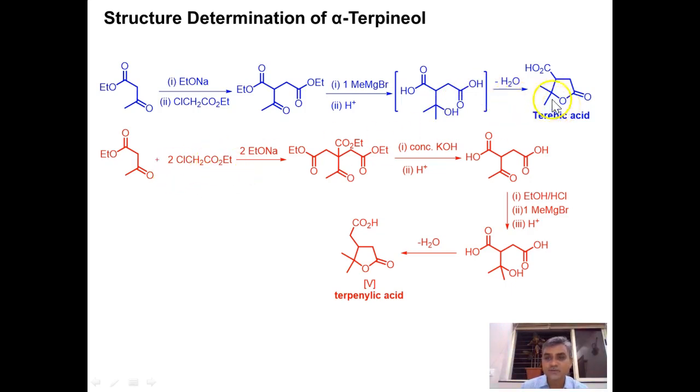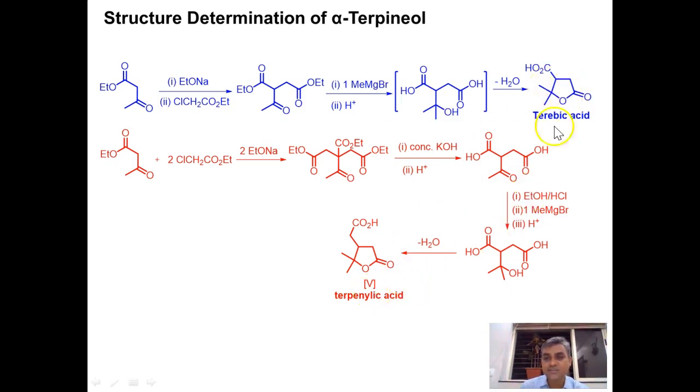Similarly here, instead of one equivalent of ethyl chloroacetate, it is treated with two equivalents of ethyl chloroacetate. We get a dialkylation here, and then decarboxylation occurs here, and again these two acid groups are protected with the help of ethanol. It's esterified, and then it is treated with only one equivalent of methyl magnesium bromide. We get a tertiary alcohol, and during the hydrolysis these two ester groups are hydrolyzed to the carboxylic acid, and it cyclizes to form the terpineolic acid. So this is a very interesting synthesis of terpic acid and terpineolic acid.